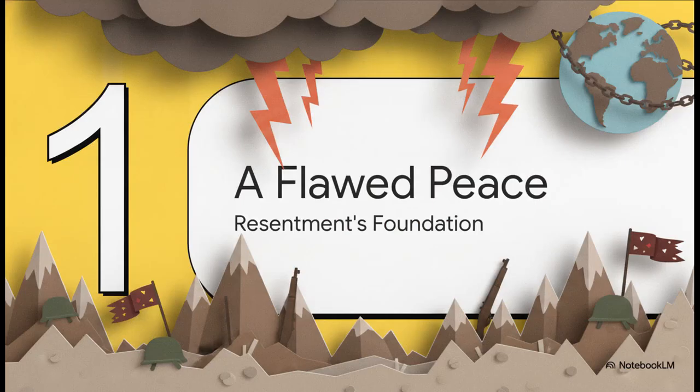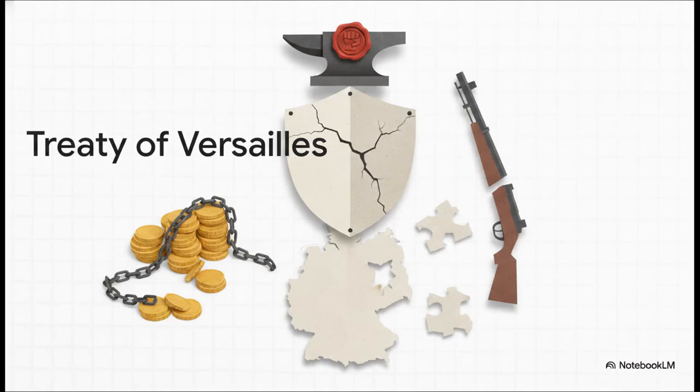Section 1. A flawed peace. The foundations of resentment. It really starts with the fact that the severe penalties of the Treaty of Versailles fostered deep, lasting resentment. The Allied powers wanted to punish Germany, right? They wanted to ensure it can never be a threat again. So, they forced Germany to accept total responsibility for the war. That's the infamous war guilt clause.